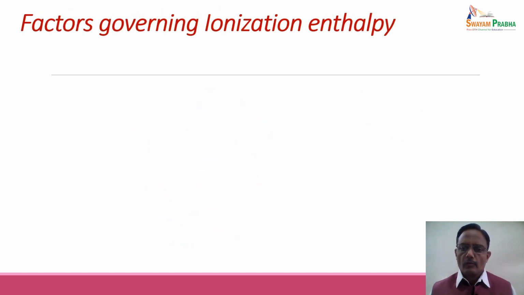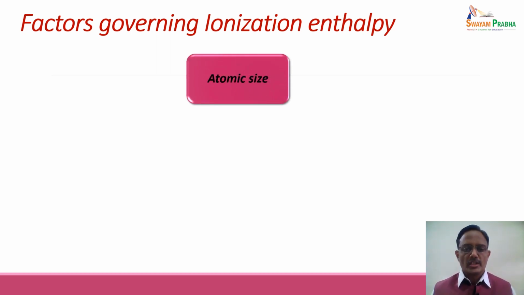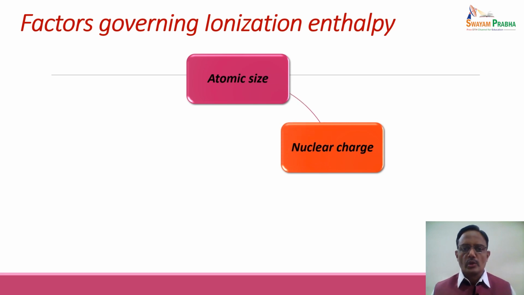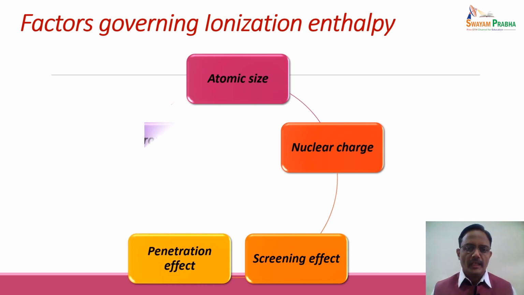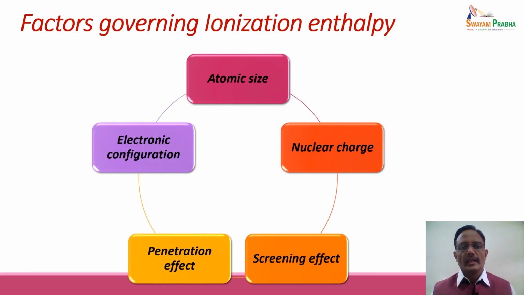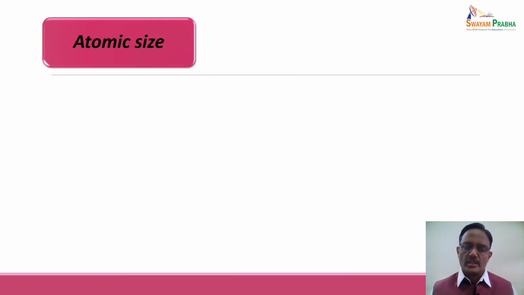Now let us see what are the factors which govern the ionization enthalpy, or the factors which influence the ionization enthalpy in a periodic table. The first factor is the atomic size. Second factor, the nuclear charge. Third one, the screening effect. Fourth one, the penetration effect. And fifth one is the electronic configuration of the atom. We will discuss all of these factors one by one and their influence on the ionization enthalpy. Let us start with the first factor, that is atomic size.